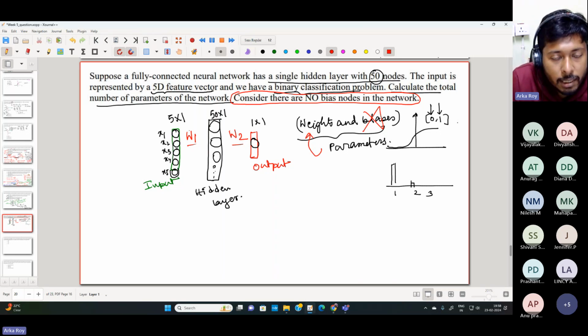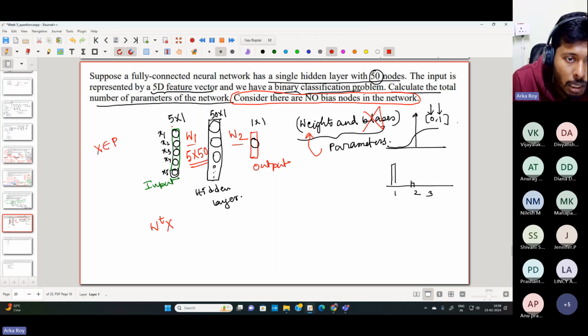Over here you can see that your input vector has 5 neurons, and the next layer has 50 neurons. To do the matrix multiplication, the weight matrix has to be 5 into 50. Why? We know that it is W transpose into X, where X belongs to R 5 cross 1. Let us consider the output of this operation is Y, which is 50 cross 1.